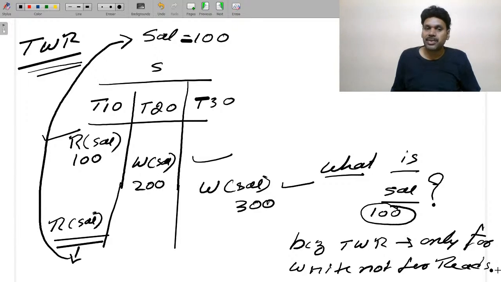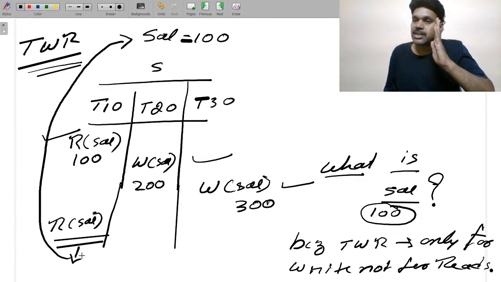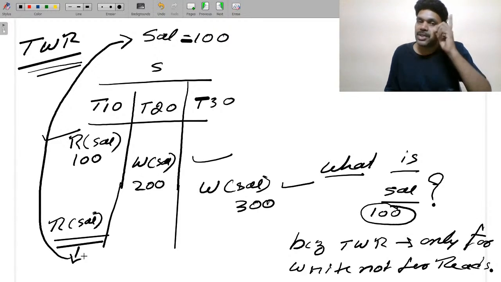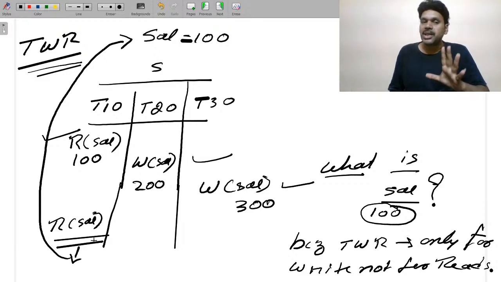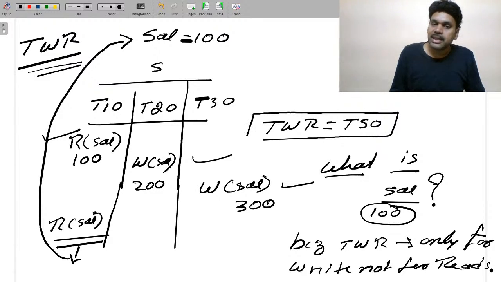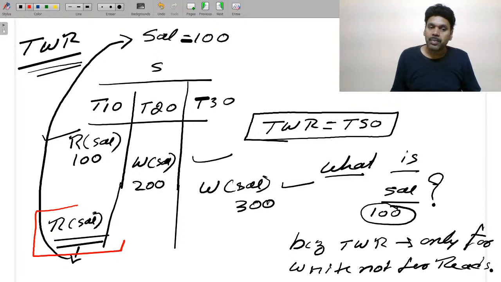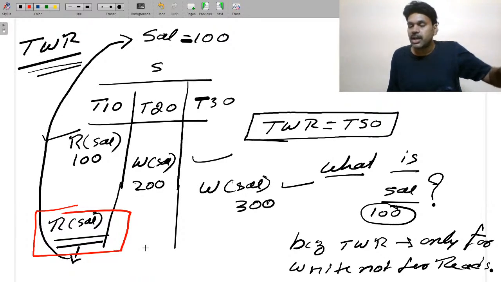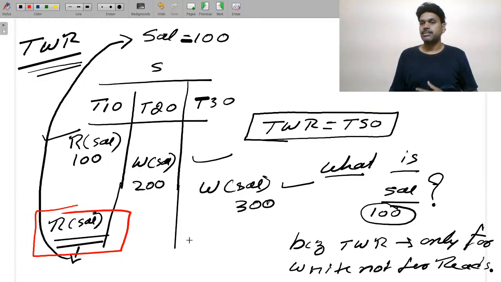Observe, friends, all of you observe carefully. Thomas Write Rule exception is only for write operations, not for read operations. Whenever there is a read operation violation, immediately it has to roll back. So in that case, TWR is exactly TSO, because you are performing not write, you are performing a read operation. So Thomas Write Rule is only for writes, not for reads. So whenever a read violates the rule, immediately there is a rollback. Okay.